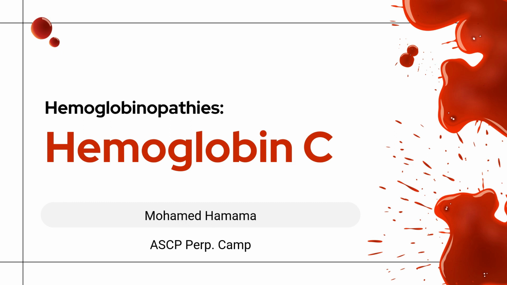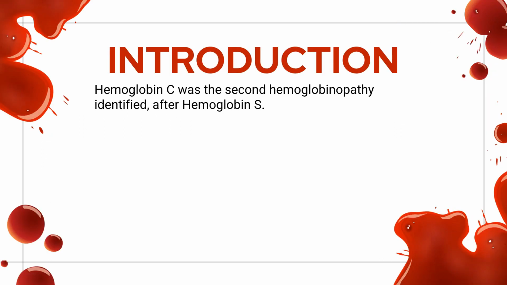In this camp, we will go through each topic on the ASCP lecture list. Today, we will complete our series on hemoglobinopathies. In today's video, we'll be discussing an important variant known as hemoglobin C. So, let's dive in. Hemoglobin C was the second hemoglobinopathy to be identified, right after hemoglobin S.